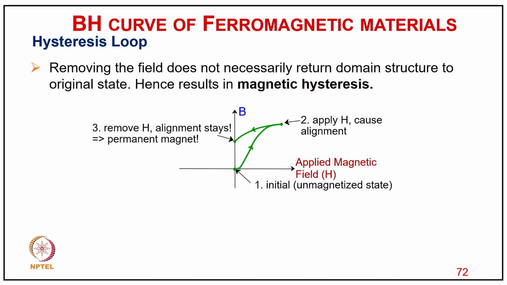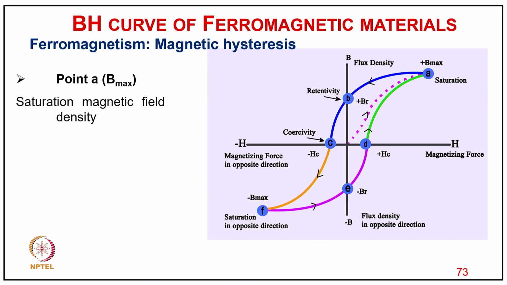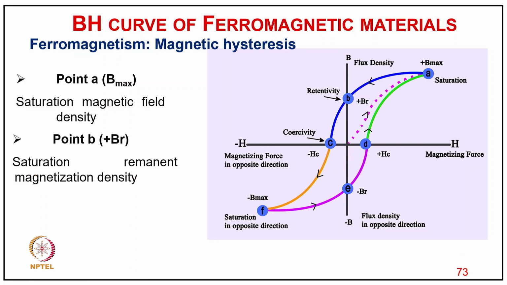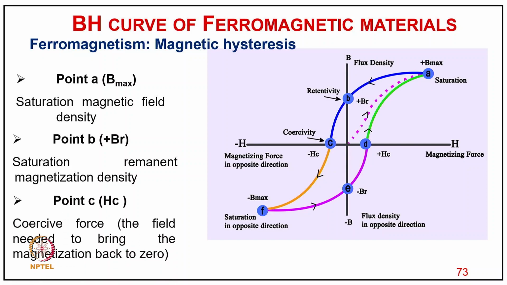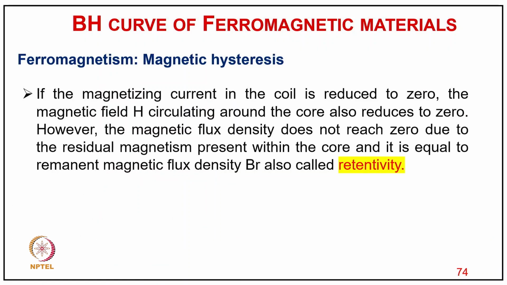And we come back to it, as explained in the previous diagram also. Then you have to apply a negative field, which we call the coercivity. Here we have different terminology, and we identify the different points. We call it point A, the B maximum, the first point on the characteristic and the saturation magnetic flux density. Point B is the residual, which we call the remanent magnetism or flux density, and point C we call the coercive force, the field needed to bring the magnetization back to 0. And then of course it repeats.